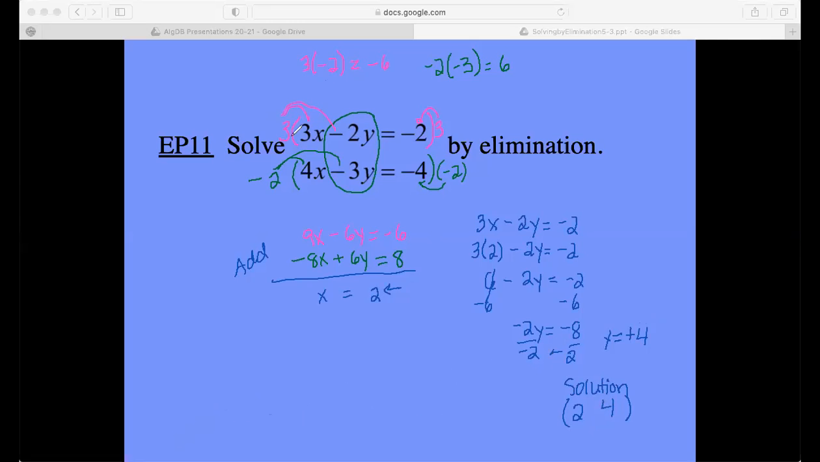All right, so now let's check. So 3 times 2 is 6. 6 minus 8 is negative 2. Let's check here. 4 times 2 is 8. Minus 3 times 4, which is 12. 8 minus 12 is negative 4. I could also check it in here, but these are all good to go. All right, let's look at our next slide.